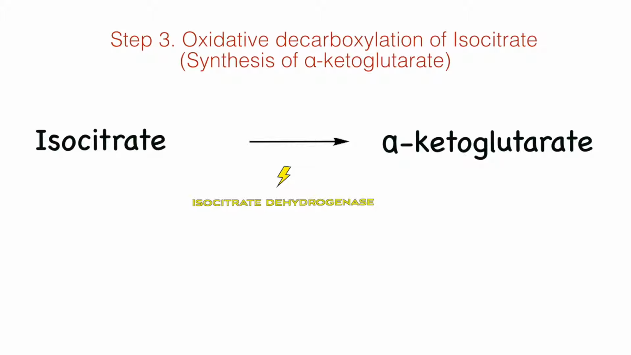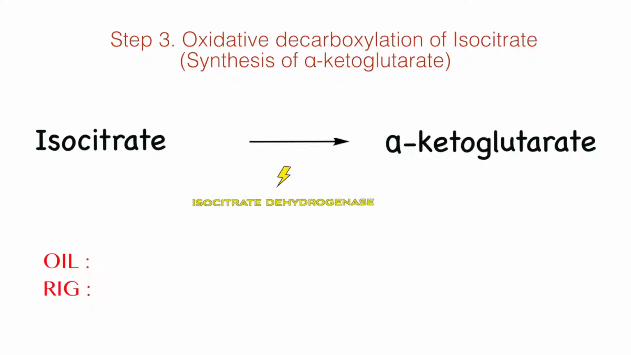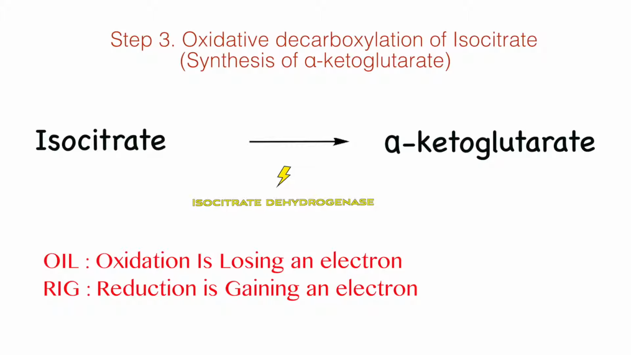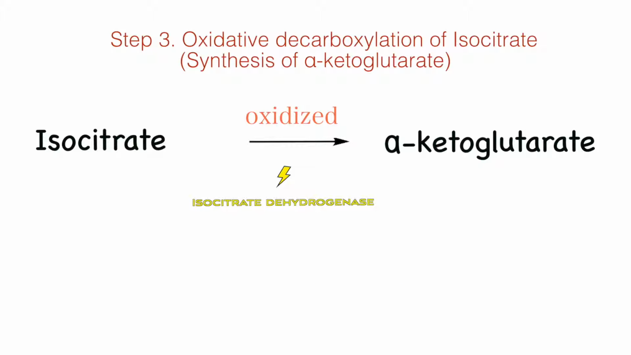At this point, I would like to introduce an acronym I learned to remind me of exactly what each reaction does. With the acronym OIL-RIG, we can remember that oxidation is losing an electron and reduction is gaining an electron. So when isocitrate is oxidized to alpha-ketoglutarate, the electrons are lost, but are gained when NAD is reduced to NADH. Oxidation is losing, reduction is gaining. This is the first reaction in this cycle that shows oxidation-reduction coupling.